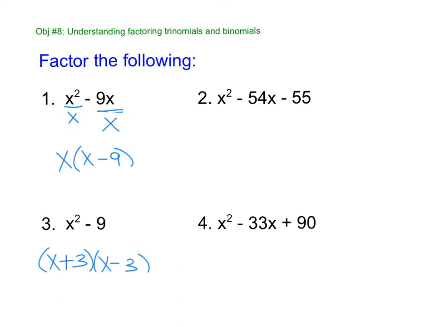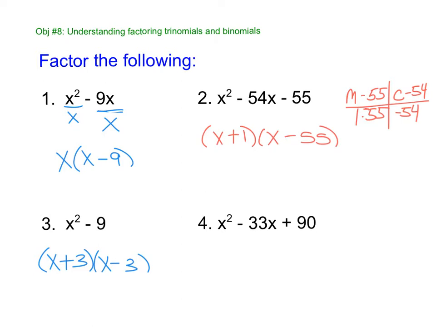All right, number 2, what multiplies to negative 55? Combines to negative 54. This one's pretty easy. It's 1 and 55. Since we're combining to negative 54, the 55 is negative. So x plus 1, x minus 55.